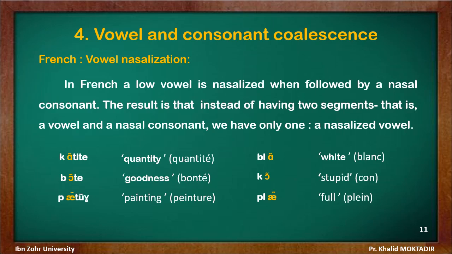Quantité. Now look at the French spelling. You can still see the nasal in the French spelling. That's why I have this French spelling there between parentheses. Bonté. Peinture. White. That's for the noun, blanc. Con. Plein.